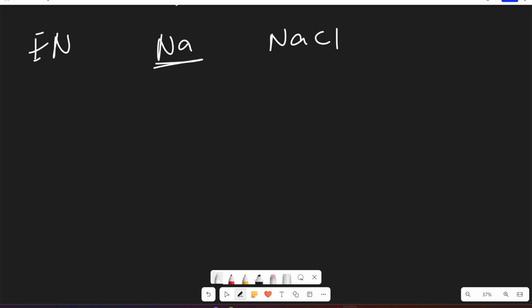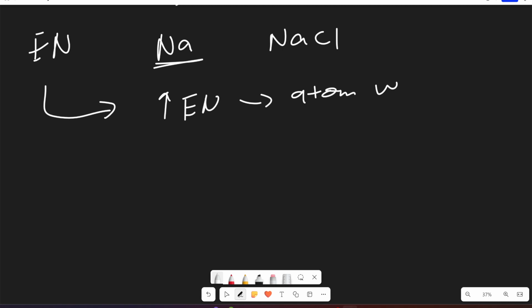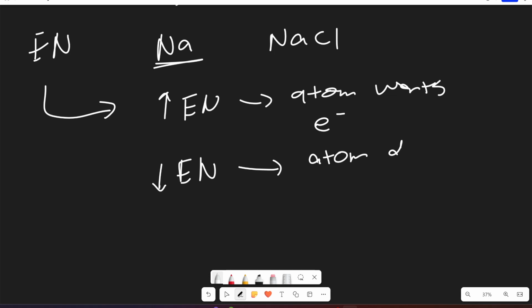What electronegativity essentially is, it measures how strongly atoms attract electrons when in a compound. So a high EN means that the atom wants electrons, but a lower EN means that the atom doesn't want electrons (e minus) as much.